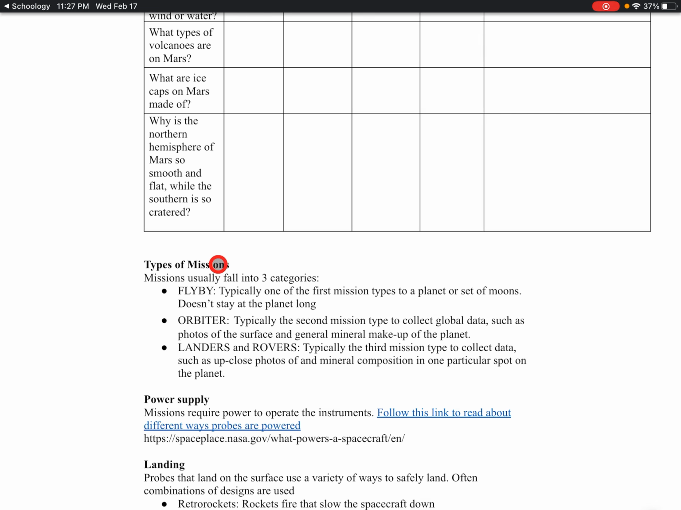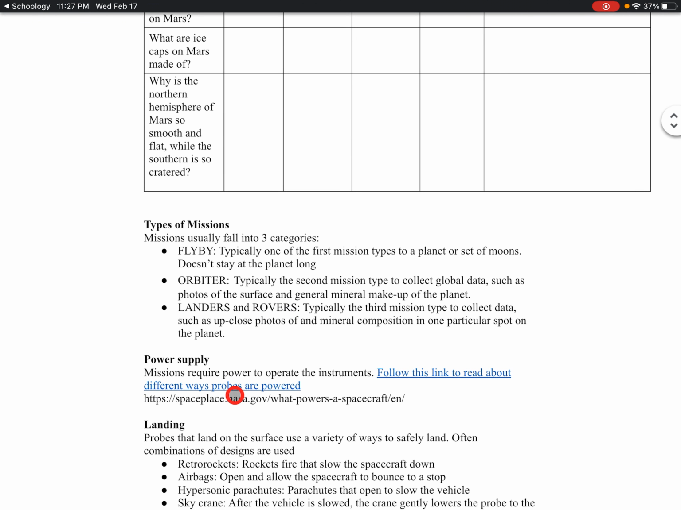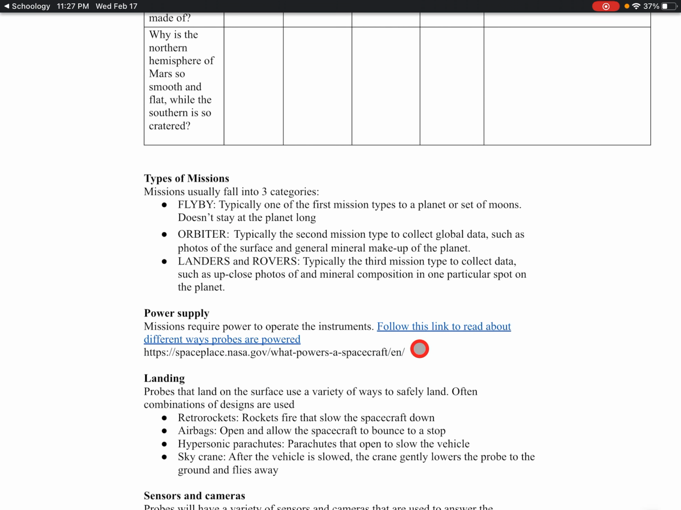When we look at missions, there are 3 kinds: flybys, orbiters, and landers. We're going to assume that you're doing a lander, a rover. And then the power supply. Here's a quick read about power supplies. You can read that, and you'll want that information in a little bit. Basically, power supplies are how your probe has the electricity, the energy, to do the things it needs to do. Things would be like solar power. They have nuclear batteries, nuclear power.